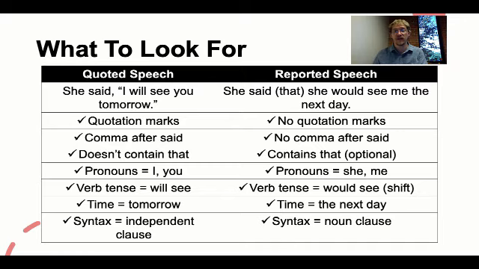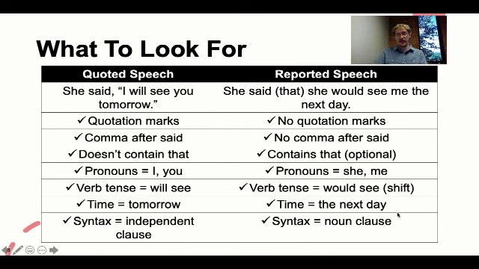Now compared to reported speech, notice the shifts that take place with this example. She said, "I will see you tomorrow." Reported speech, she said that she would see me the next day. There's no quotation marks. There's no comma after the word said. It contains that. It is optional, but again, I prefer it. The pronouns shift, they change into third person, she, and then me in the end. So she said that she would see me the next day. The verb tense shifts, she would see instead of will see. And then the time is the next day instead of tomorrow.